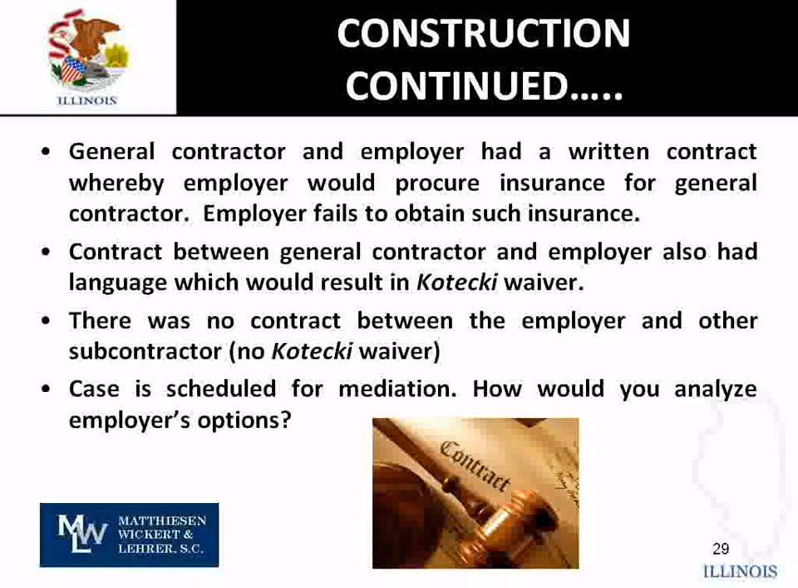The contract between the general contractor and the employer also had language which would result in a Kotecki waiver. Okay? We have unlimited exposure. There was no contract between the employer and the other subcontractor. No Kotecki waiver to those defendants. So we have multiple defendants. For some there's a waiver, for some there's not. The case is scheduled for mediation. How would you analyze the employer's options?